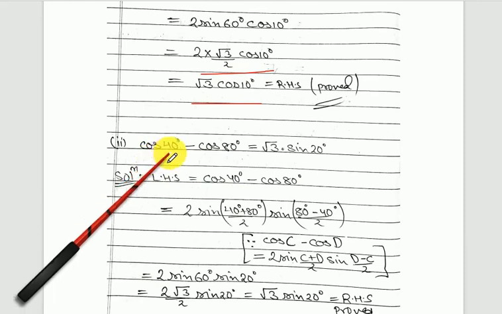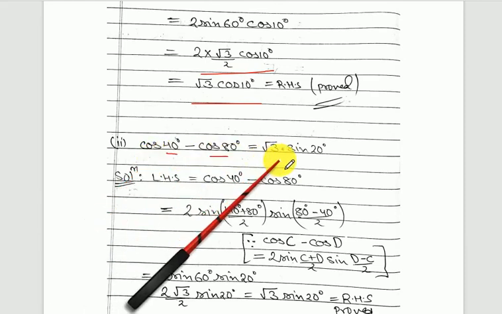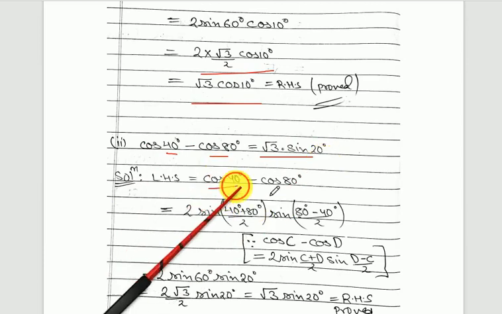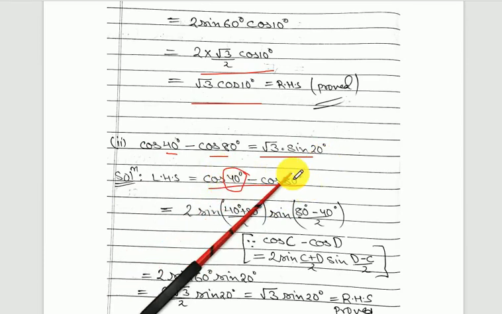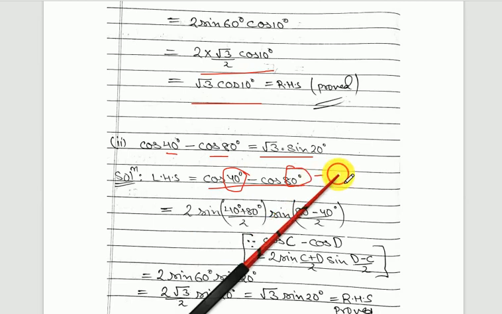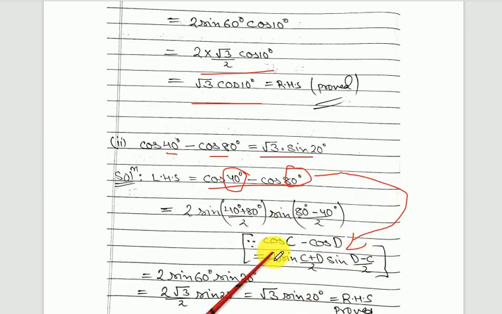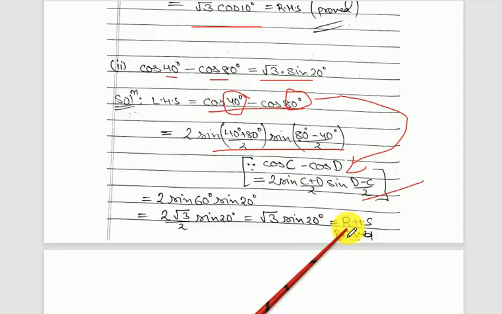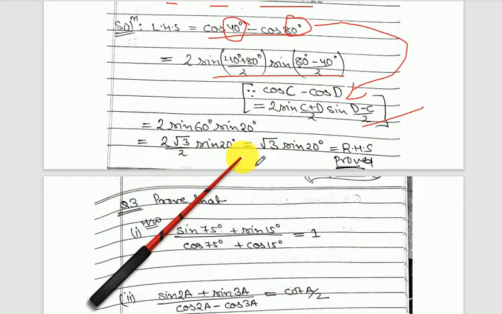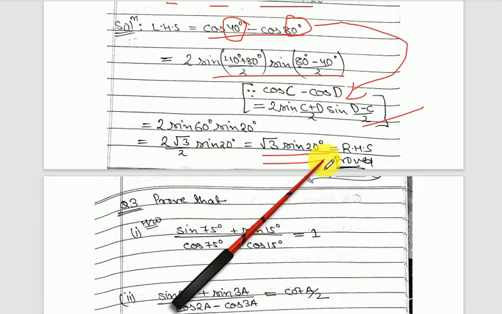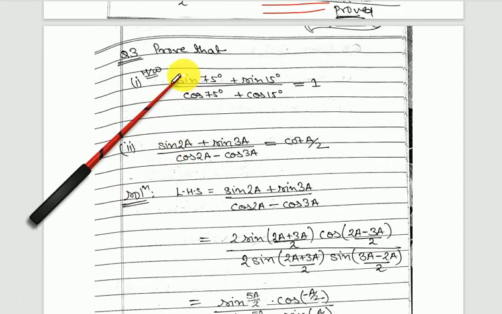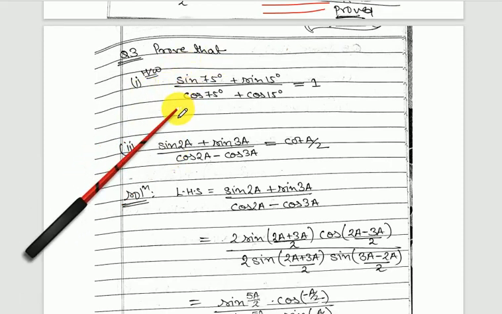Next is cos 40 degree minus cos 80 degree is equal to root 3 into sine 20. We have to prove. So we will start with the left hand side. So this is your C, this is your D, and we know the formula that if you have got something like cos C minus cos D, then this is equal to 2 times sine C plus D upon 2 into sine D minus C upon 2. Okay, so substitute the values and evaluate, and at the end you will get the right hand side. Okay, so it's proved.